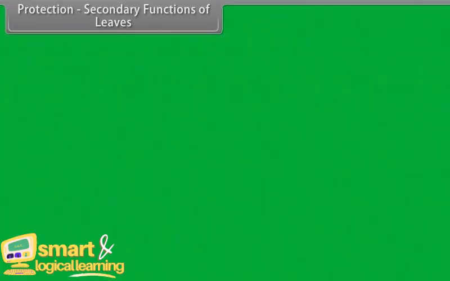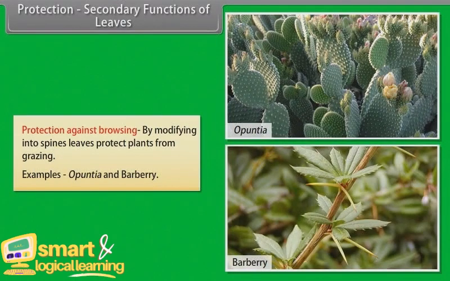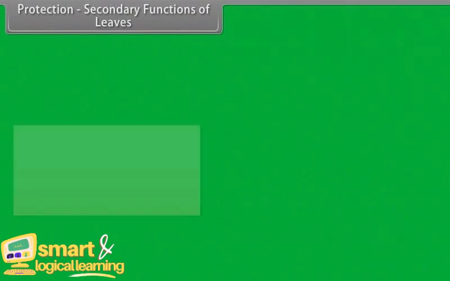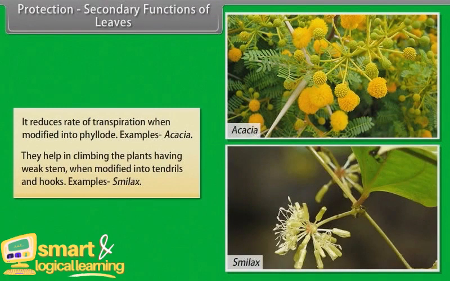Protection. Secondary functions of leaves. Protection against browsing. By modifying into spines, leaves protect plants from grazing. Examples: Opuntia and barberry. It reduces rate of transpiration when modified into phyllodes. Examples: acacia. They help in climbing the plants having weak stem when modified into tendrils and hooks. Examples: Smilax.